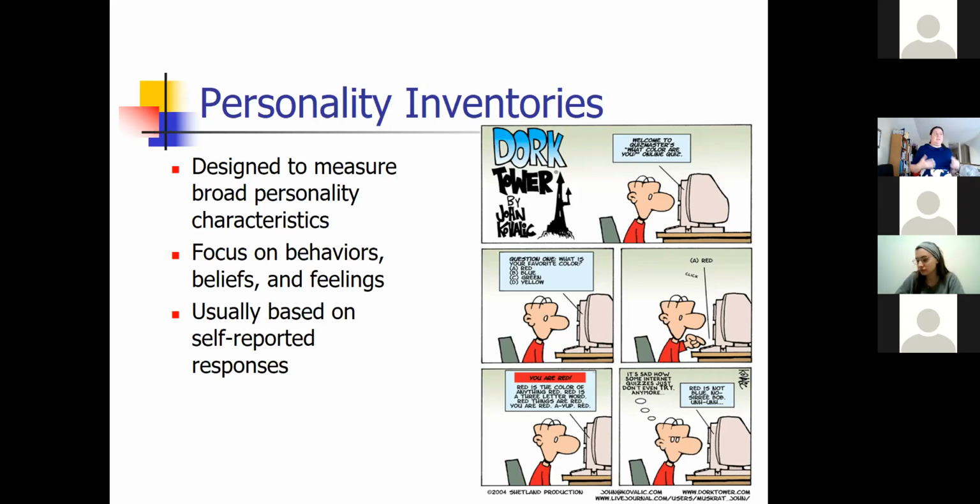So typically you're either in front of a computer or you have pen and paper and you're just answering questions about yourself. And so sometimes these are like on a Likert scale, which is one of those scales that's like, 1 is not true of me, 7 is very true of me. You've probably seen those before. Sometimes they're like true, false. Sometimes you pick from a set of statements which one describes you the best. So those are personality inventories.